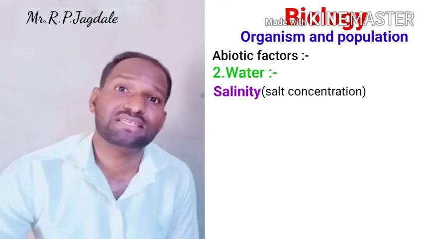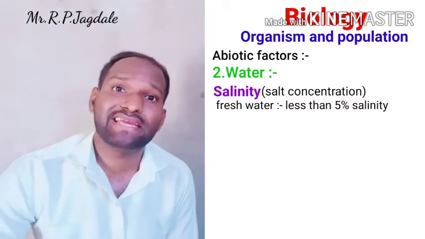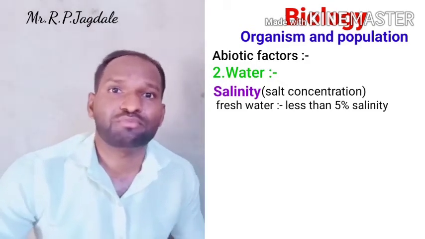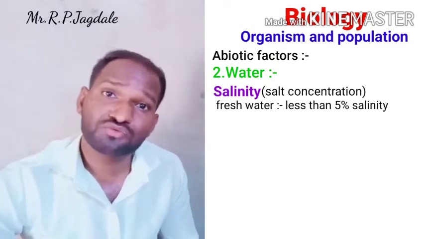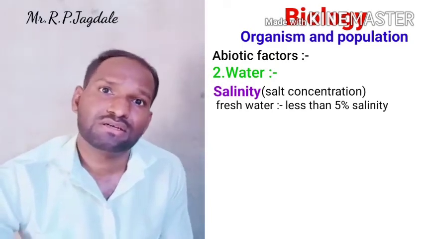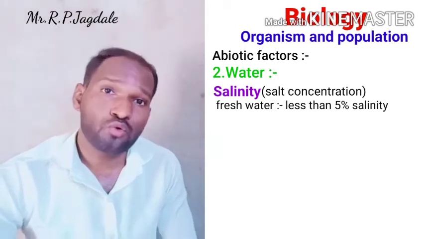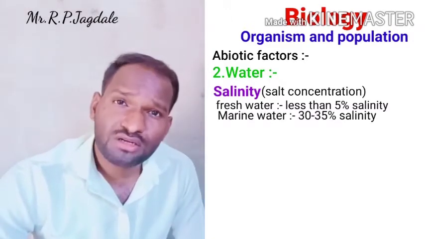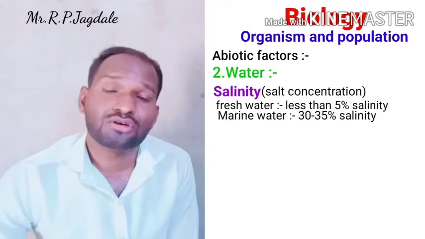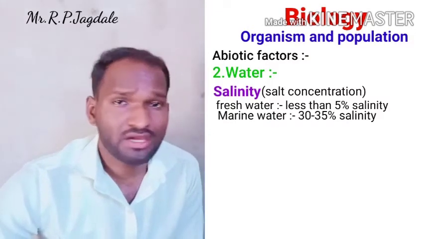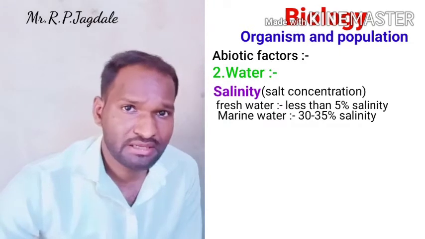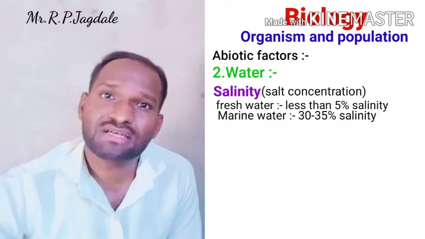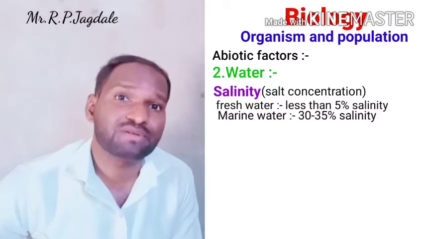The first one is fresh water, or we can call it inland water. The salinity of fresh water is less than 5%. That means fresh water in the rivers and the lakes has salinity below 5%. In sea water, or marine water, the salinity is 30 to 35%, or 30 to 35 ppt, parts per thousand. We can simply consider it as a percentage, so 30 to 35%.